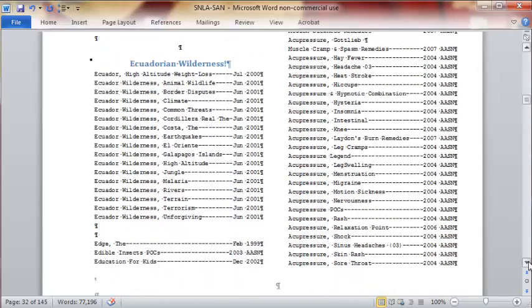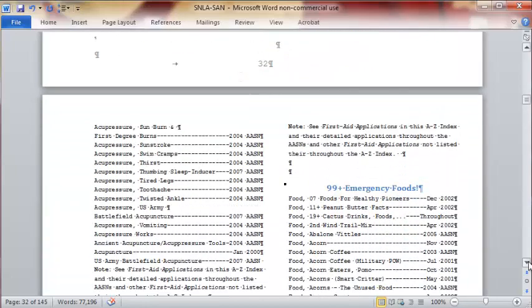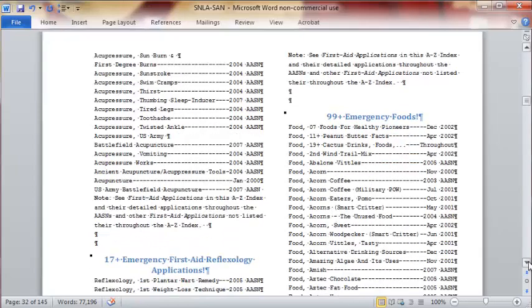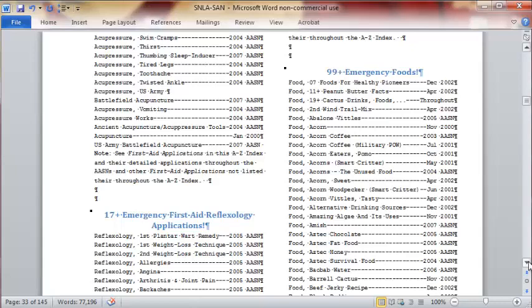Ecuadorian wilderness, beautiful country. I've been there at least once. I remember. 99 emergency foods. Must know information. 17 emergency first aid reflexology applications.